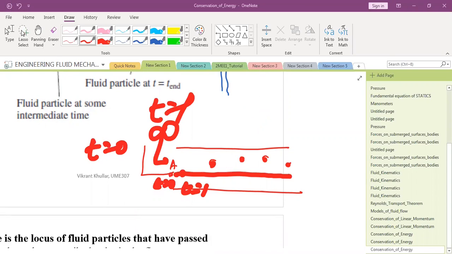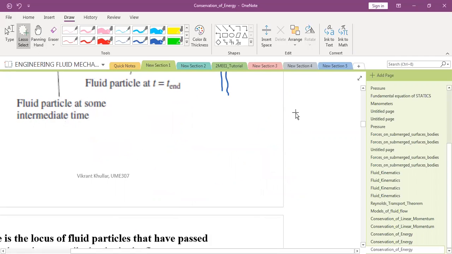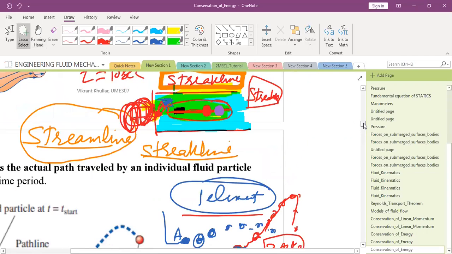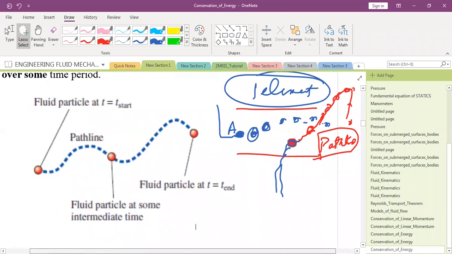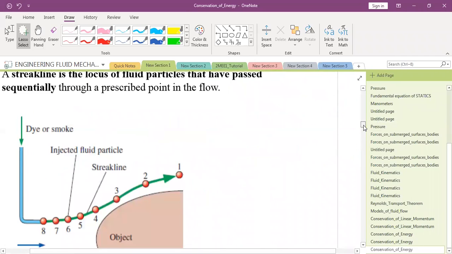Any doubts to anyone? So I'm moving forward now. If you have any doubts, you can ask me. Between path line, streamline, and streak line, all of them coincide only under one condition, that is steady state condition. That should be clear in your mind.